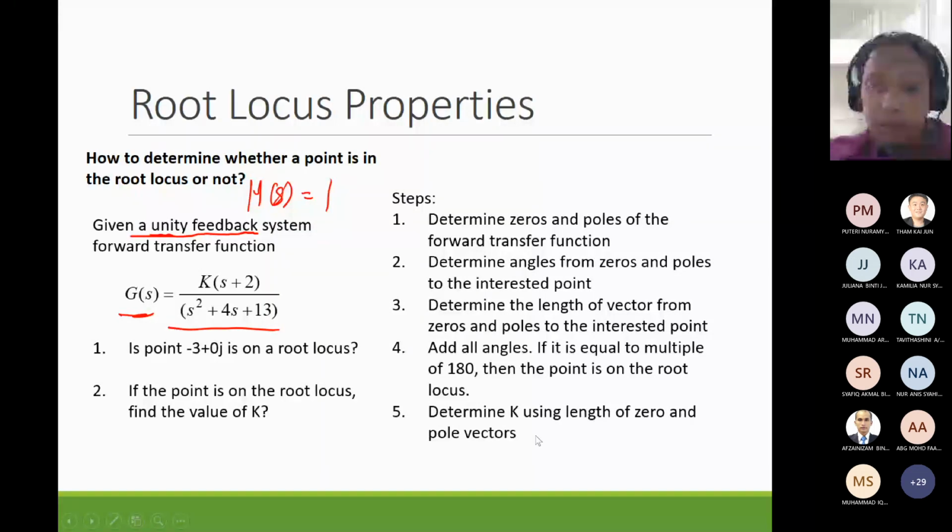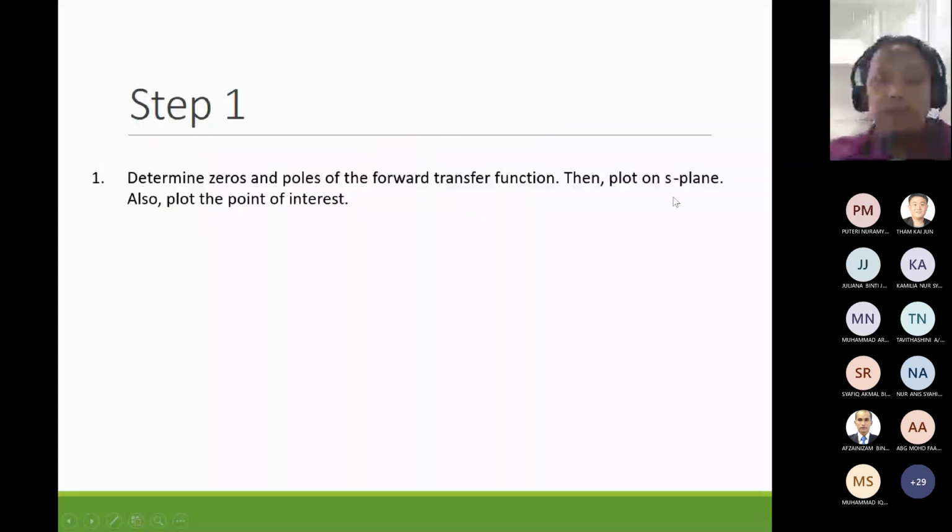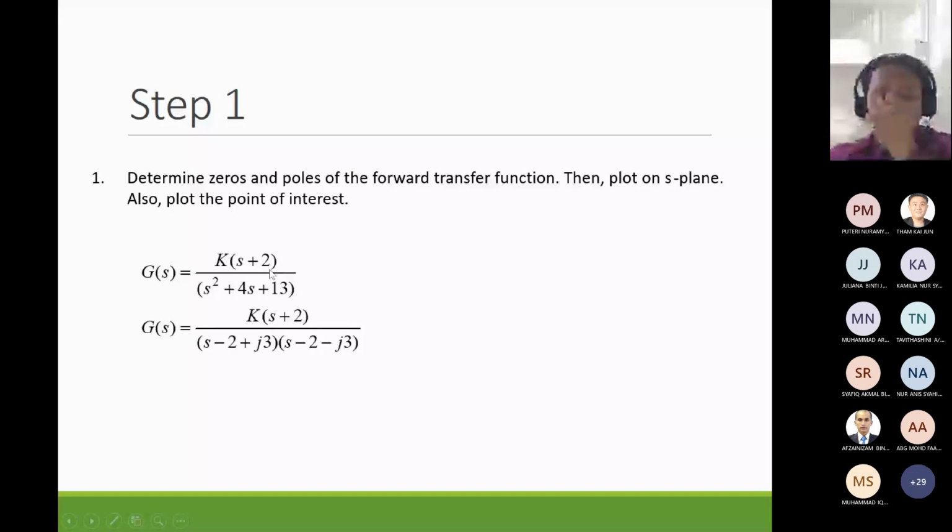Okay, so let's look at this one by one. So step 1, determine the zeros and poles from the forward transfer function. Then you can plot on the S-plane and also plot the point of interest. So this is G(s). Okay, so you can find the poles and zeros.